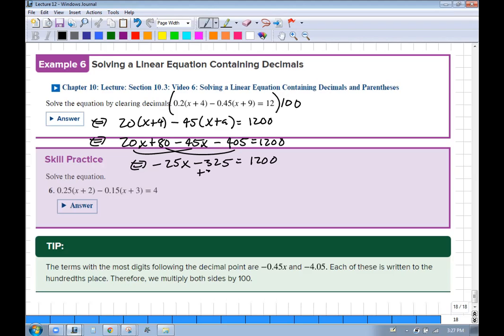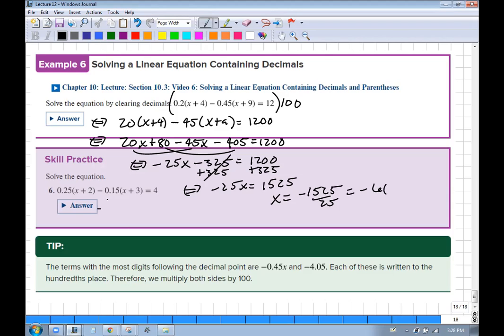Let's add 325 to both sides. That'll be 1525. So x is negative 1525 over 25. Whatever that is. 1525 divided by 25, 61.